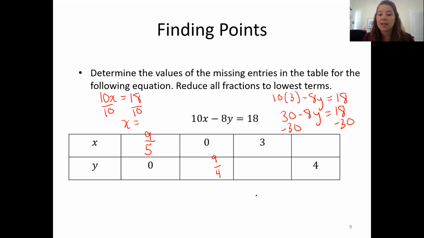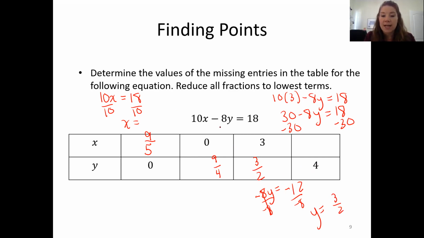So I'm going to jump down here. -8y is equal to 18 minus 30. I think that's -12. Then we're going to get rid of times -8 by dividing both sides by -8. So then we have a negative divided by a negative. A negative divided by a negative is a positive. Both of these numbers are divisible by 4. So then I'm going to get +3/2. We got that earlier, but on a different problem, 3/2. Very good.